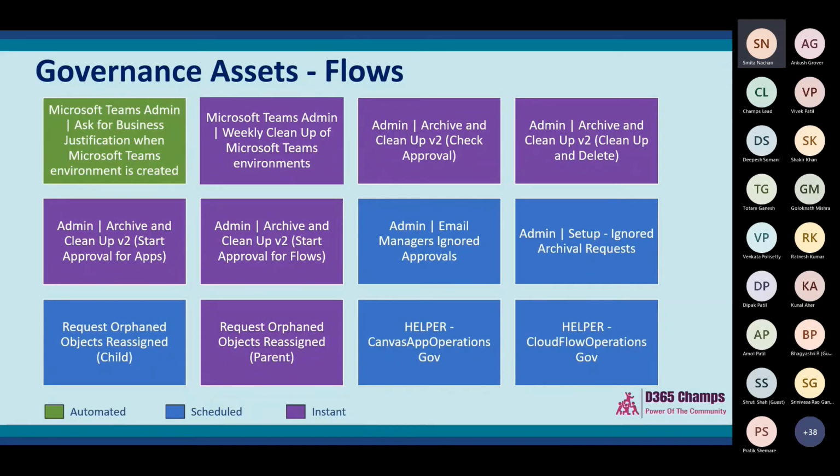Then we do have this archive and cleanup V2. It runs on a daily basis, and then does the cleanup of the task. So delete the timeout request and delete the flows and the apps. So here are so many flows we have, but due to the time constraint, we cannot go through each of them.